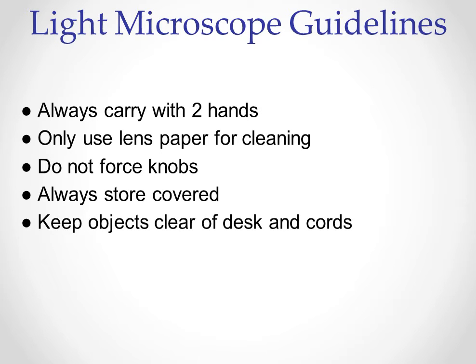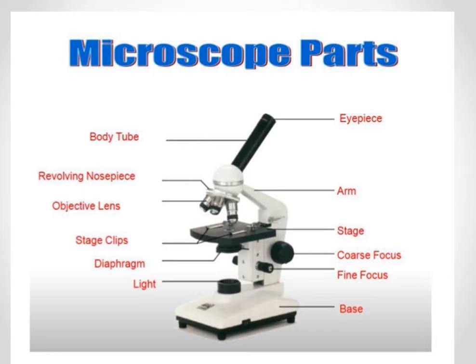Work area clean. Now on your graphic organizer, I want you to label these parts. So you have your body tube, nose piece, objective lens, stage clip, diaphragm, light, eyepiece, arm, stage, coarse focus, and fine focus, and lastly the base.